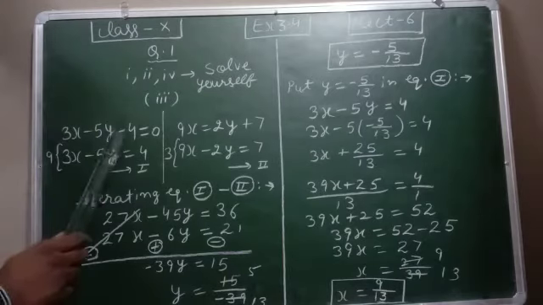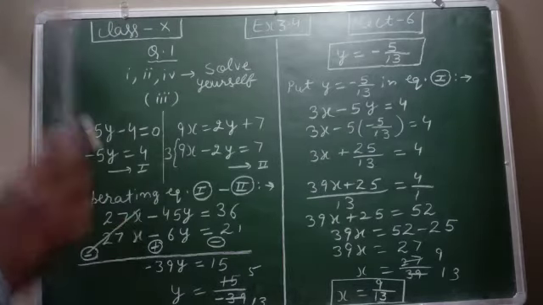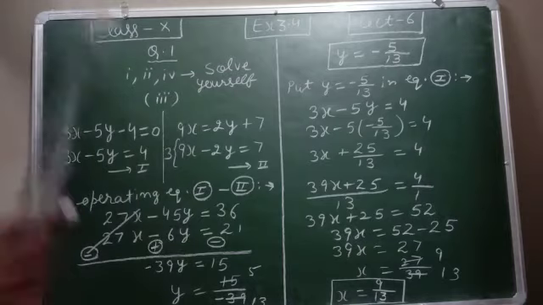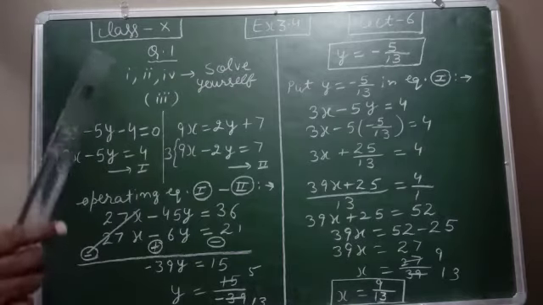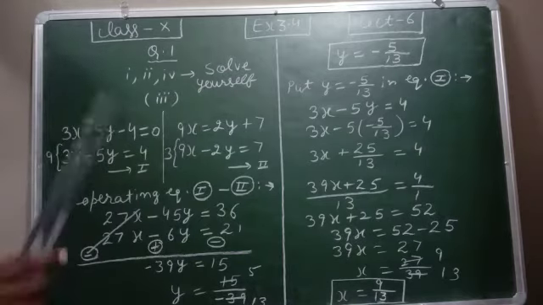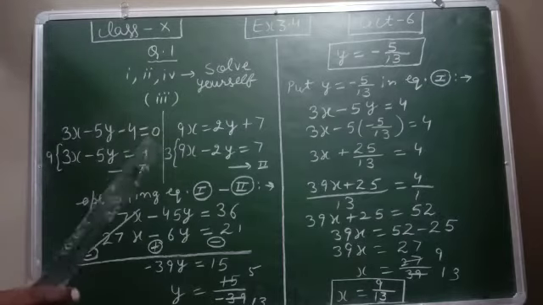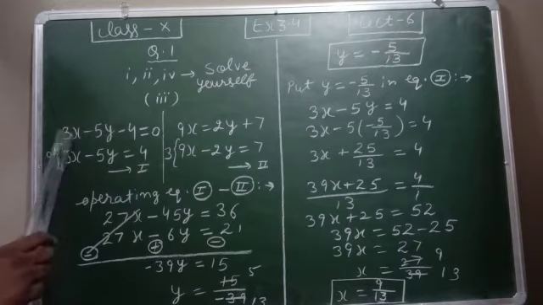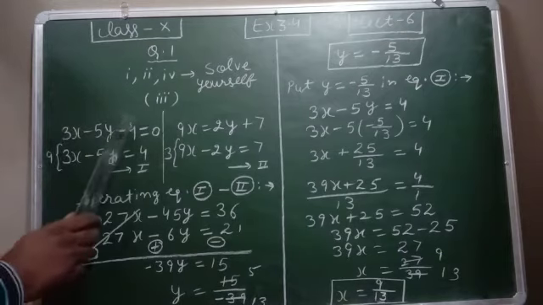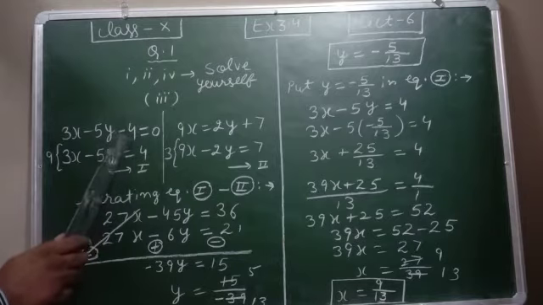So this is the first equation, this is the second equation. The first step of the elimination method is that if x and y are not present on the left hand side, you have to shift them such that x and y are both on the left hand side. They are already on the left, but the constant should be on the right hand side. So we will shift this minus 4, and it will become plus 4.